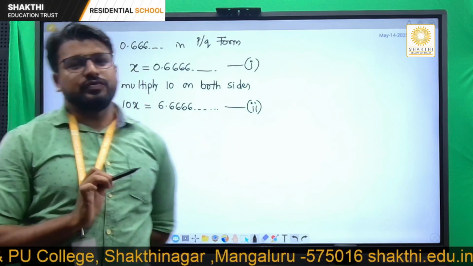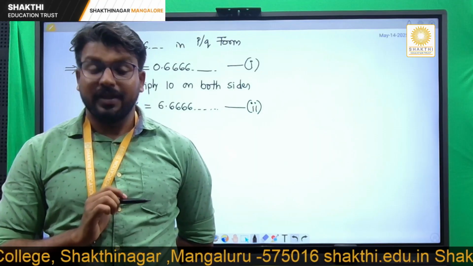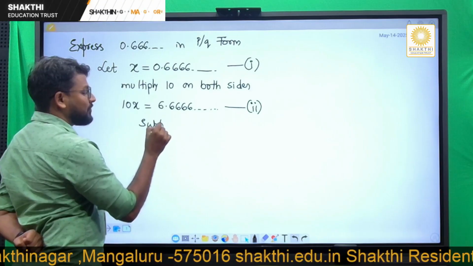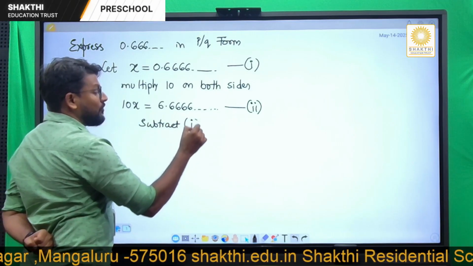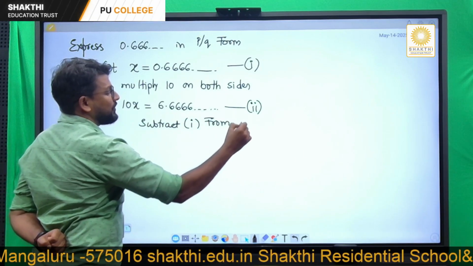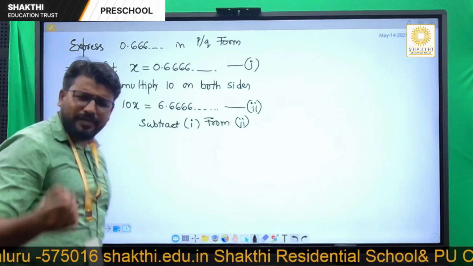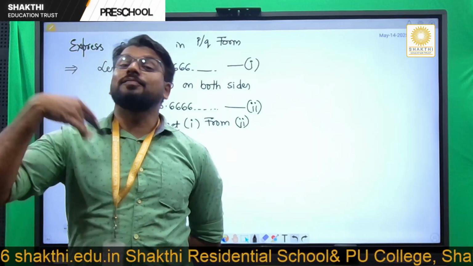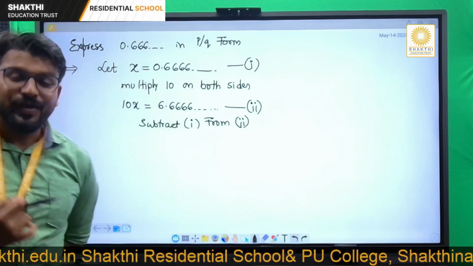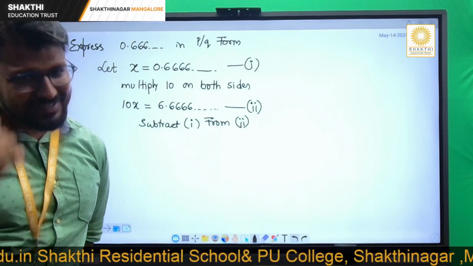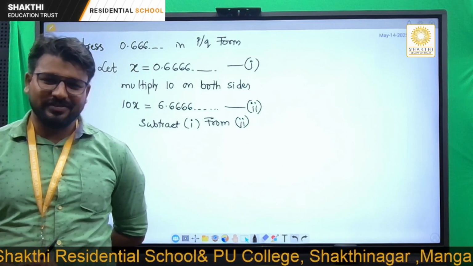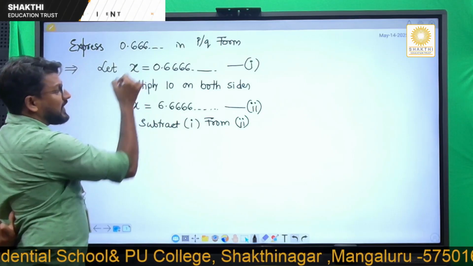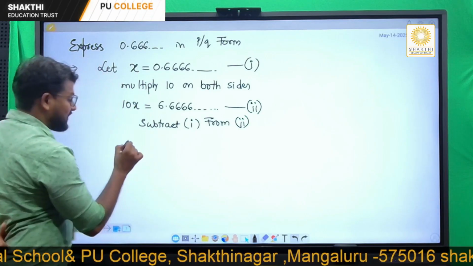Now I have two equations to work with. What I'll do is subtract 1 from 2. Sir, how to subtract two equations? We know how to subtract two numbers, but how to subtract two equations? That's again very easy. We subtract the LHS on both sides and the RHS on both sides. This is my LHS 10x and this is my LHS x in the first equation, so I'll just subtract them.